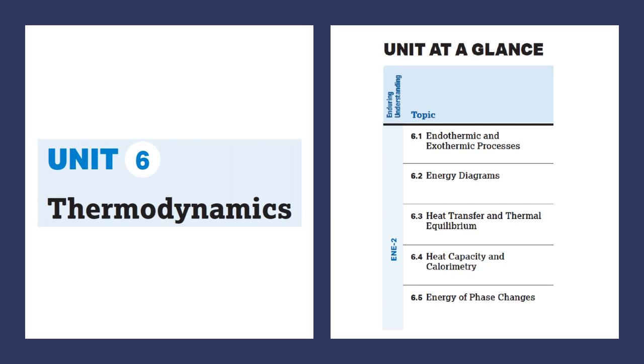Hi guys, today in this video we're going to go over the next two sections of our notes for Unit 6. We went over 6.1 through 6.3 as a review in class. Today we are going to do 6.4 and 6.5. We're going to be talking about heat capacity and calorimetry.